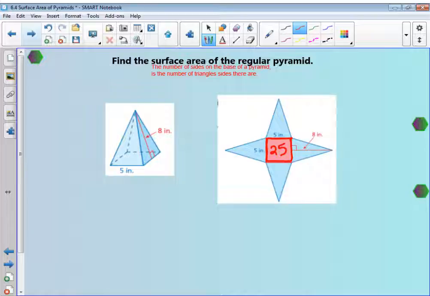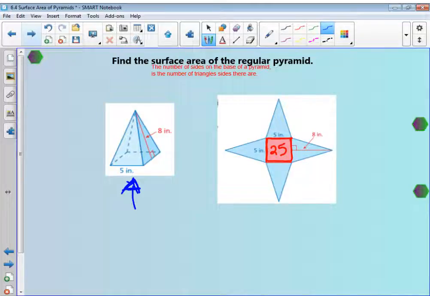Now there's 4 sides to that square, which means I have 4 triangles. And I know that you can see that, but you need to understand that when you're looking at a figure that's in this format off to the left, you don't really see all of the triangles.